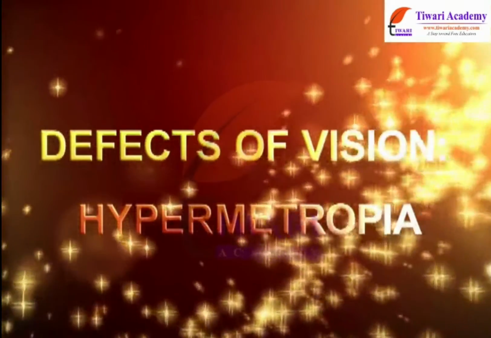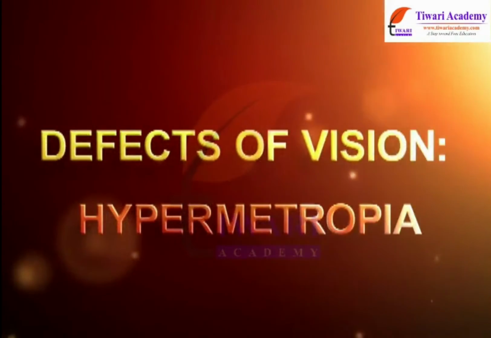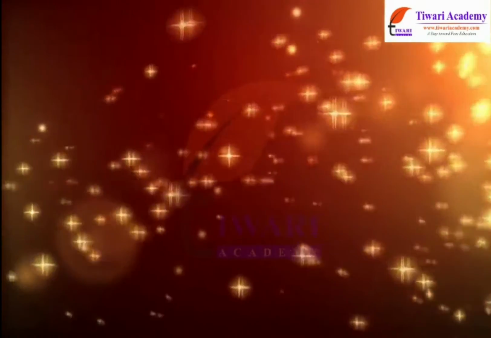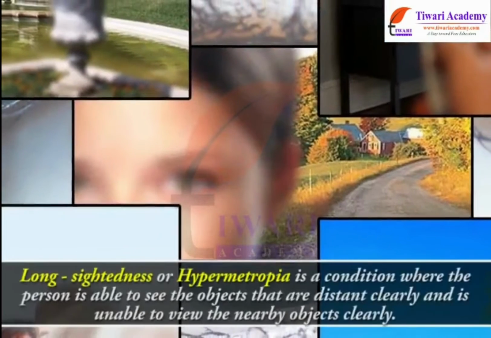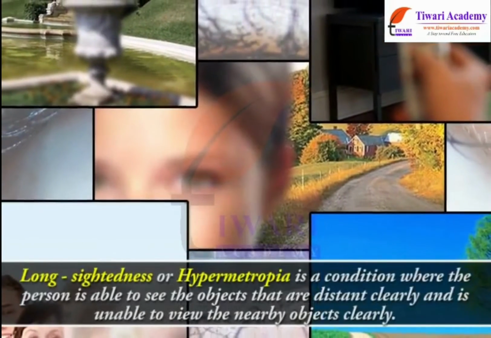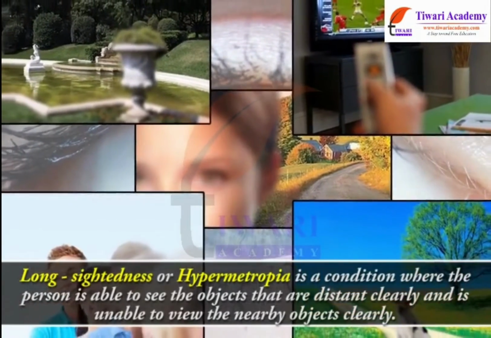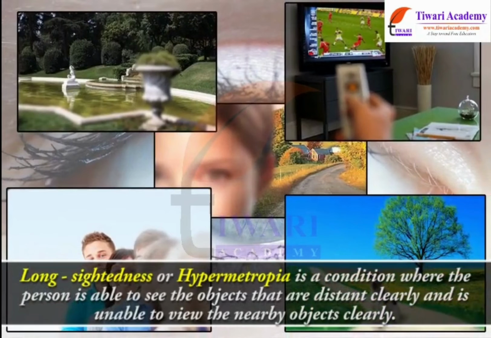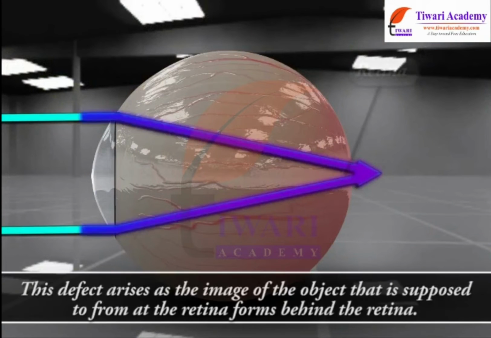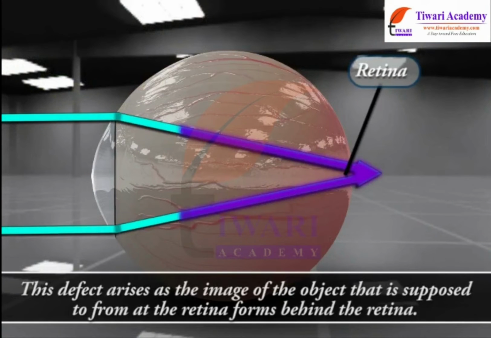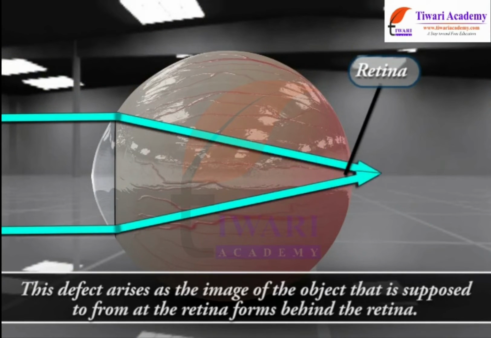Defects of vision, hypermetropia. Long-sightedness or hypermetropia is a condition where the person is able to see the objects that are distant clearly and is unable to view the nearby objects clearly. This defect arises as the image of the object that is supposed to form at the retina forms behind the retina.